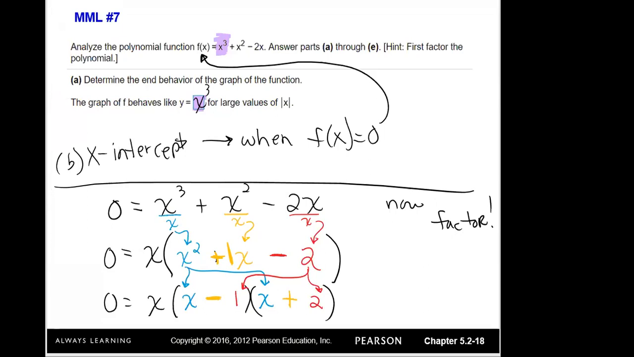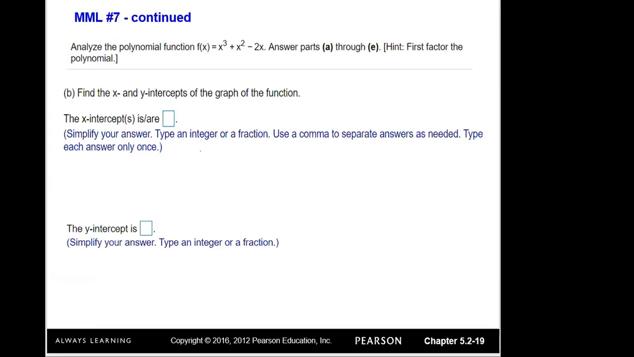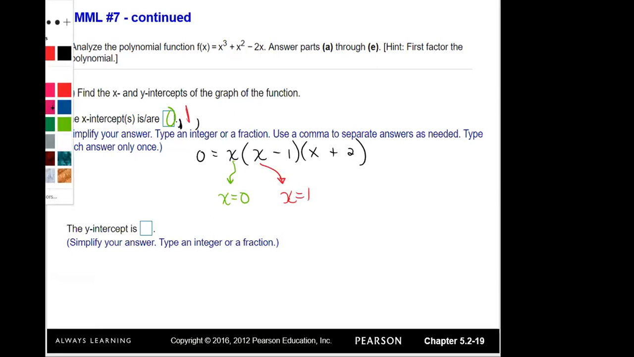So now that I have it factored all out, 0 is equal to x times x minus 1 times x plus 2. My x-intercepts are: this one is x equals 0, so (0, 0). For x minus 1, that would have to be a positive 1, (1, 0). And for x plus 2, if that is equal to 0, it would be a negative 2. Those are my x-intercepts. They're also my zeros.